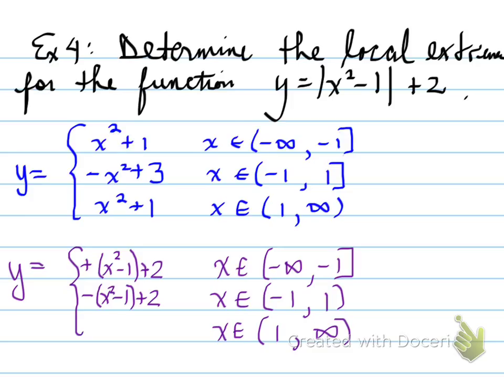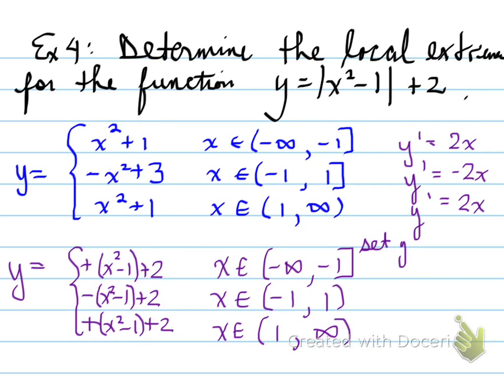All right, the last one. From 1 to infinity is the same as when it went from negative infinity to negative 1. So we have the same values, and when I expand it out, that will also be the same as the original. We need to know the first derivative of each part of this piecewise function. First derivative is 2x. First derivative again of the second equation is negative 2x. And finally, the last one is just 2x.